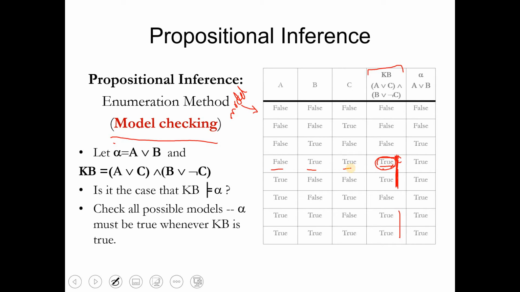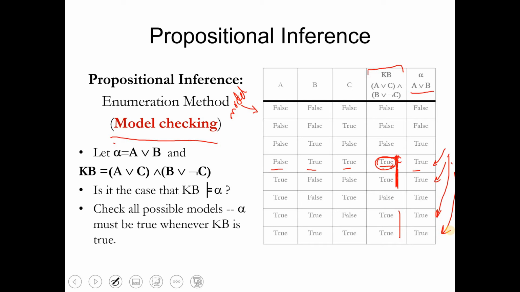So you will plug these values into the new sentence alpha and try to see, is it true? Model checking means that you try one by one all the models which are valid. The ones that are not correct for the knowledge base you don't try. So you check all the models one by one for your knowledge base and sentences.